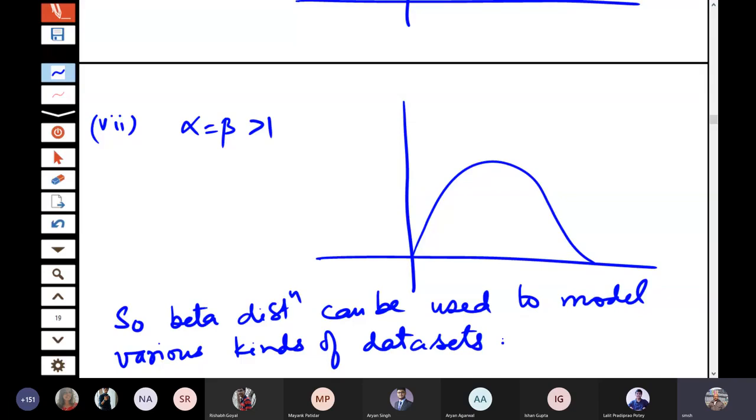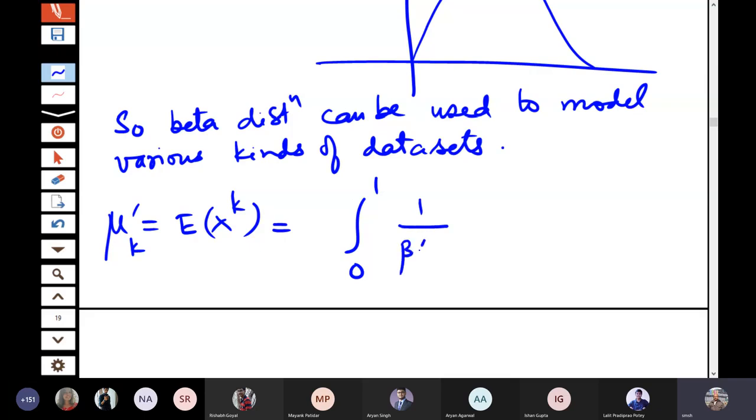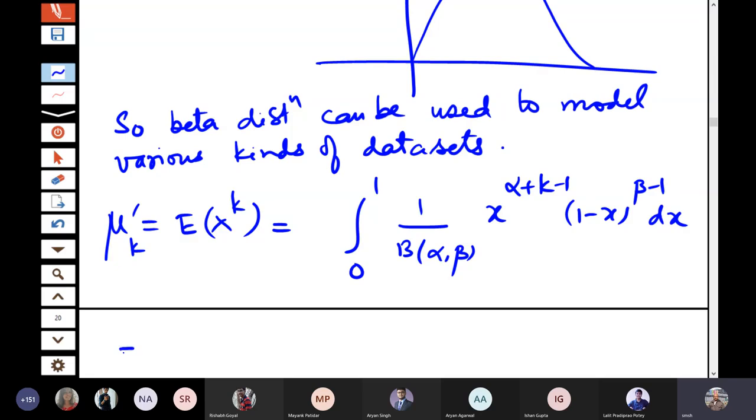And since the form of the beta function is used, actually you can calculate moments of any order. So for example, what is the general form of the kth moment here? It is the integral from 0 to 1 of 1 by B(alpha, beta) times x to the power alpha plus k minus 1, 1 minus x to the power beta minus 1 dx. So this is nothing but the beta function.